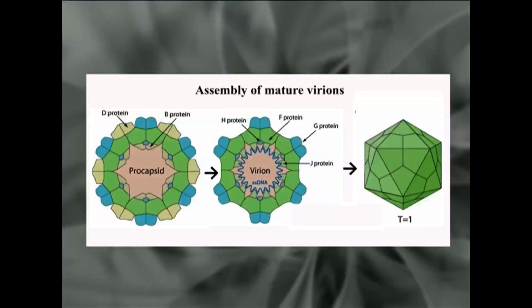So, this picture shows how the procapsid is converted to a virion when the single-stranded DNA is packaged inside the procapsid.